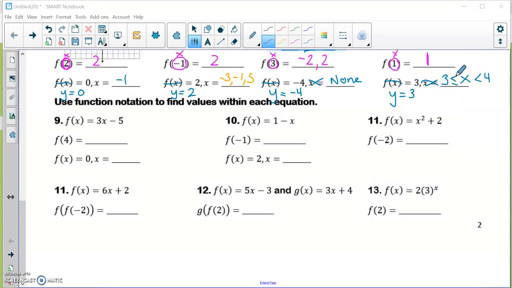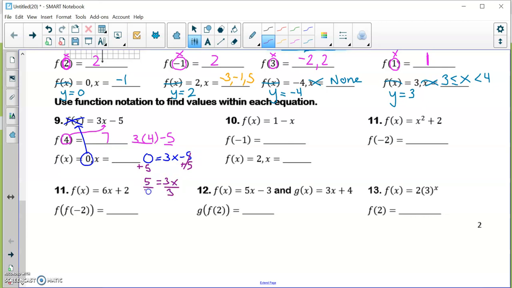Now we're going to use function notation to find values within each equation. So what I want to do for number 9 is this is an x value of 4. All I'm going to do is put 4 in for x. So I have a 3 times a 4 minus a 5, which comes out to be a 7. Now f of x is equal to 0 means we want to replace this f of x with 0 and find out what x is. So I'm going to solve this equation for x by adding 5 to both sides, and then now dividing by 3 on both sides. So I get x is equal to 5/3.